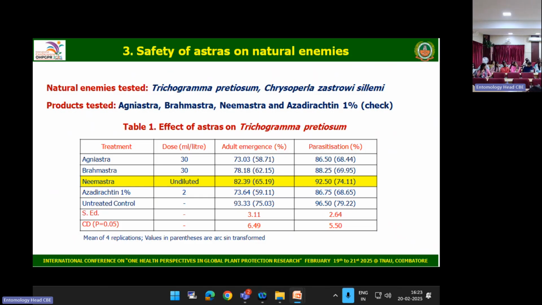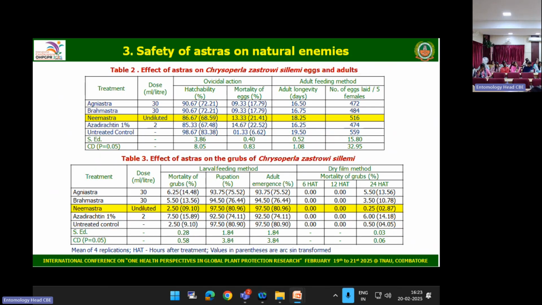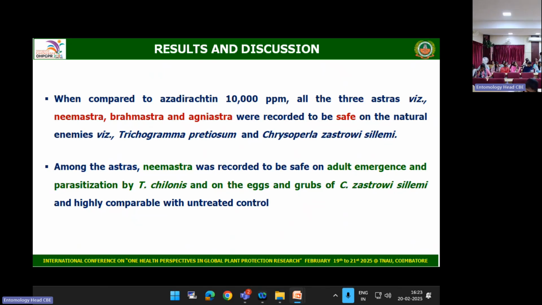With respect to Trichogramma pretiosum, it is highly safe on adult emergence as well as parasitism. And with respect to Chrysoperla also, it is highly safe on the eggs, grubs, as well as on the adults of Chrysoperla. So when compared to Azadirachtin 10,000 ppm, these three astras were found to be highly safe on natural enemies. And among the three astras, Neemastra is found to be highly safe.